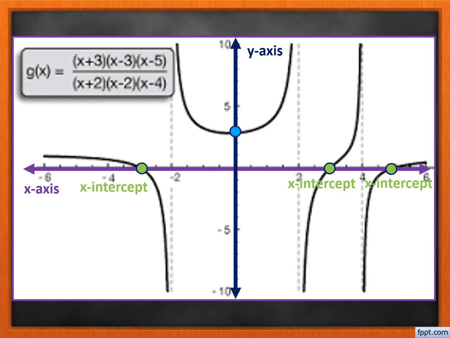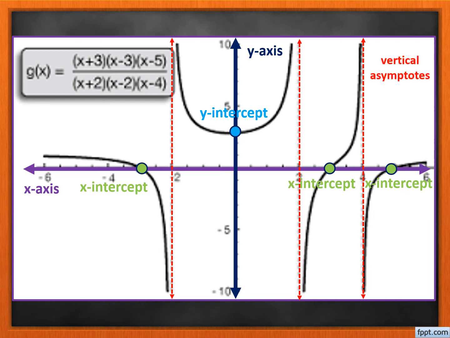On the other hand, sa point na to, nagdikit yung graph and yung y-axis natin. So that blue point is called the y-intercept. So in this case, isa lang yung y-intercept natin. And these lines, kung makikita nyo, those are the parts wherein parang nag-break or naputol yung graph natin. And those imaginary lines, which are in red color, those are called the vertical asymptotes. So in this case, we have 3 vertical asymptotes.